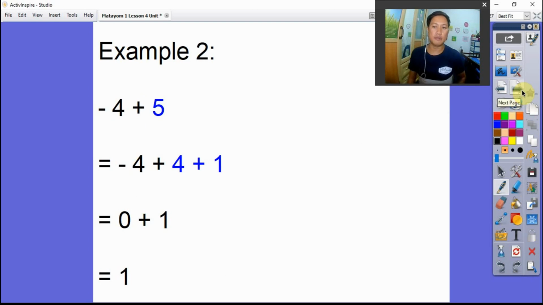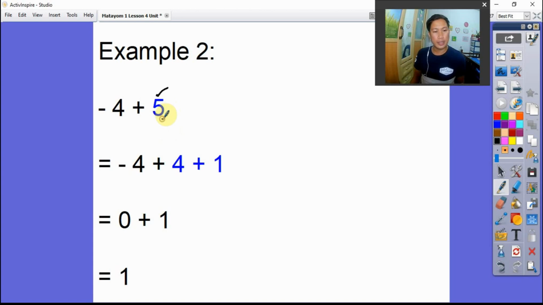Now let's have negative 4 plus 5. So negative 4 plus 5. Now which one here is a bigger or larger number? Regardless of sign, we have negative 4 here, but disregard the negative sign. We have 4 and 5. Of course, 5 is a bigger number. So compared to 4, 5 is larger.